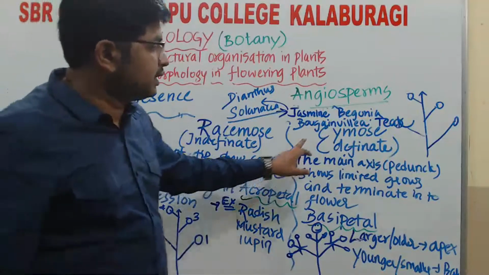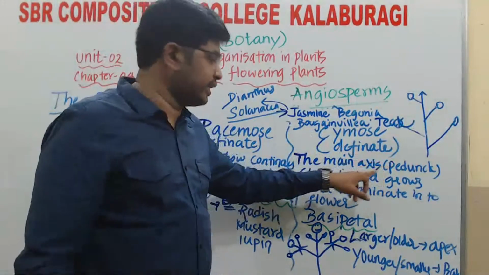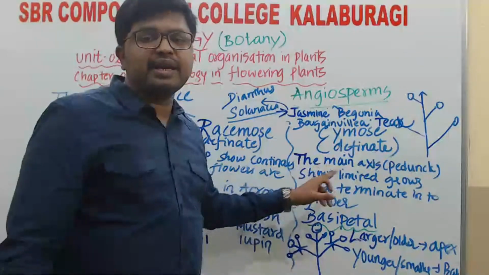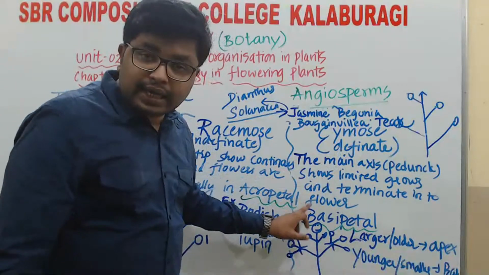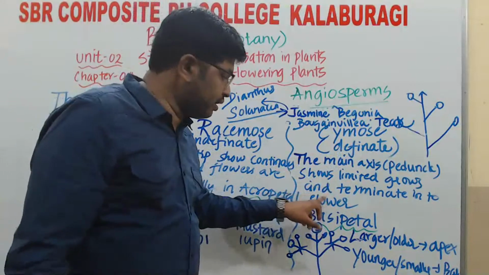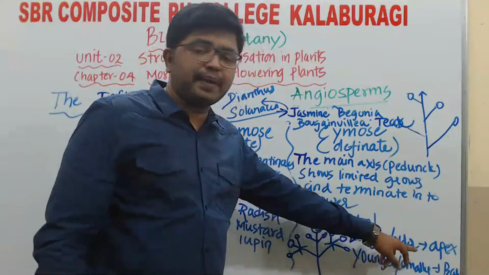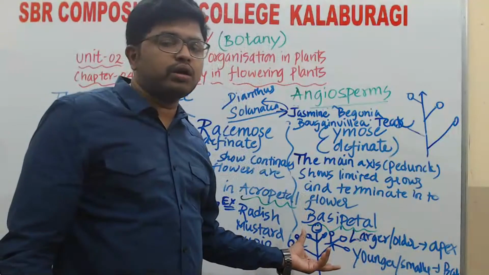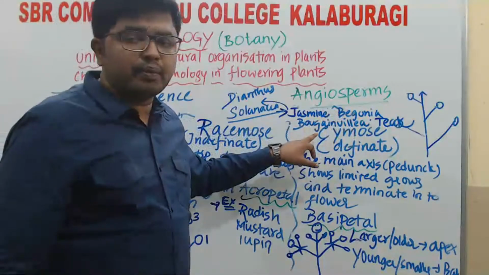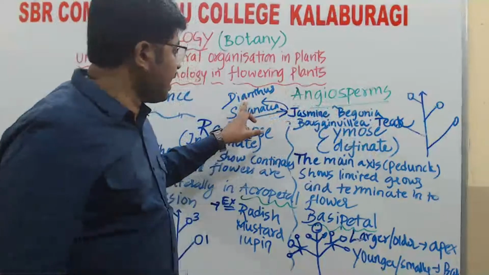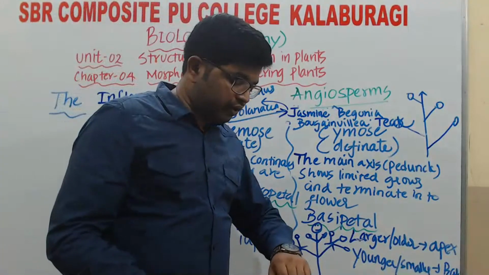lupin, whereas the cymose type of inflorescence is the one where the main axis, the peduncle, ends up with a flower, it terminates into a flower and shows limited growth. The arrangement is said to be basipetal, wherein the younger or smaller flowers are found at the base, whereas the larger or older flowers are found at the apex. Examples: jasmine, begonia, bougainvillea, teak, dianthus, solanaceae. These are the examples for cymose type of inflorescence.